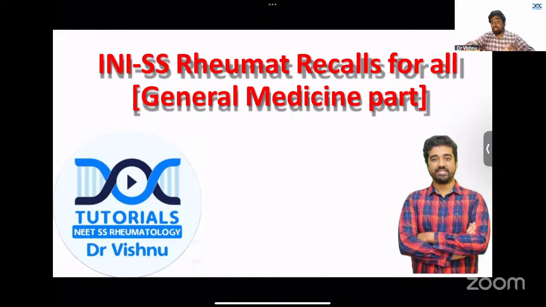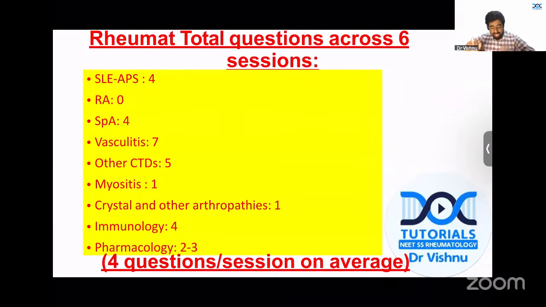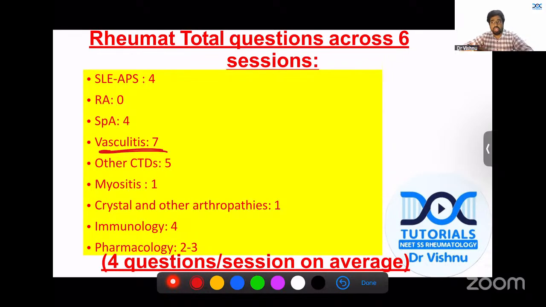Also at the end I'll try to give you a basic summary of rheumatology, what areas to focus upon. So this is how the pattern has been. From here itself you can kind of guess where the focus is. As you can see, vasculitis is usually not as big a chapter, or even if you see your NEET SS, it's not so much focused upon, especially the recent NEET SS.